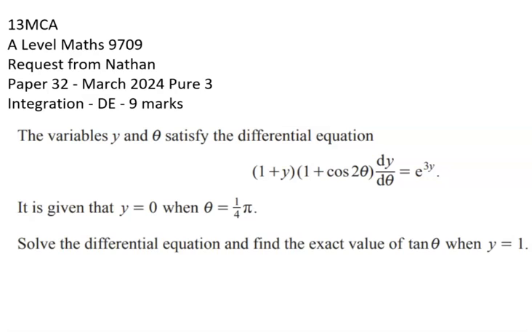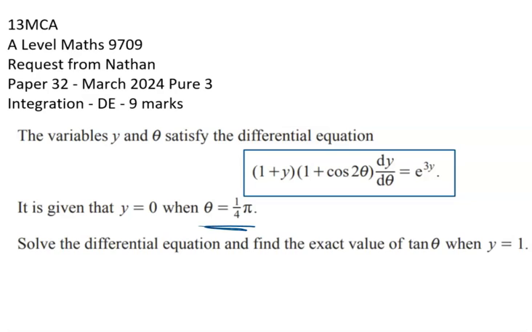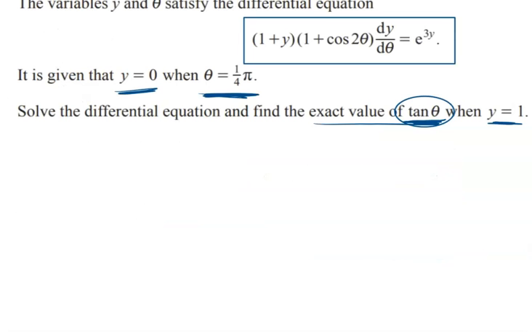We've got two variables. We've got x and theta, and they satisfy this DE here. And we're given that when theta is pi on 4, y is equal to 0. So we have to solve the DE, and then we have to find the exact value of tan theta when y equals 1. Note that we don't need to get the exact value of theta, just tan theta.